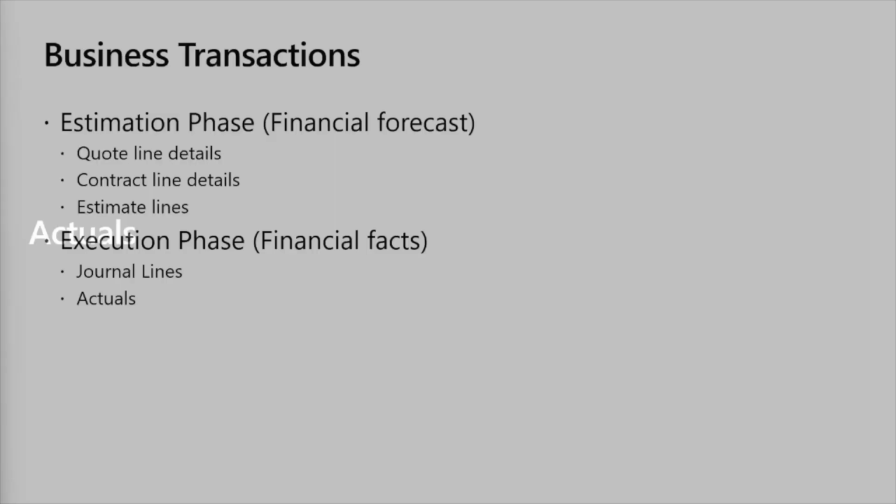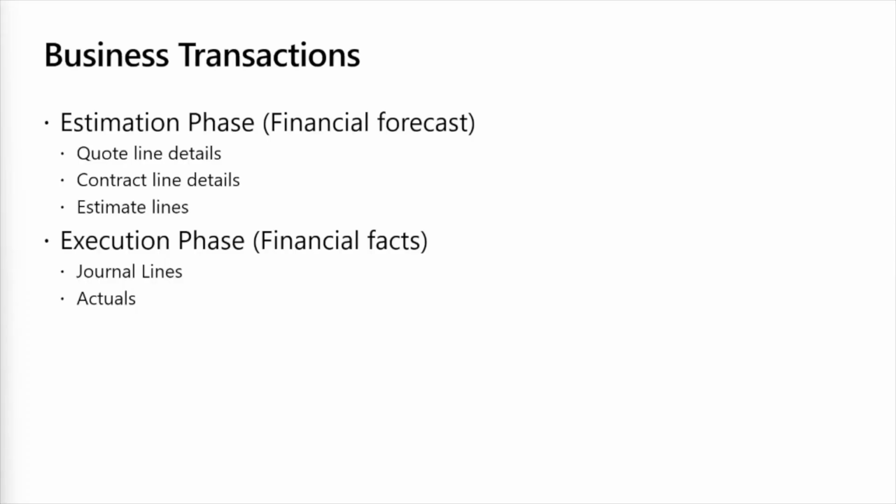Next, we want to look at actuals. So it's important to understand the concept of transaction class. Business transaction is an abstract concept that is not represented by any entity in project operations. However, some common fields and processes on entities are designed to use the concept of business transactions. The following entities use this abstraction.